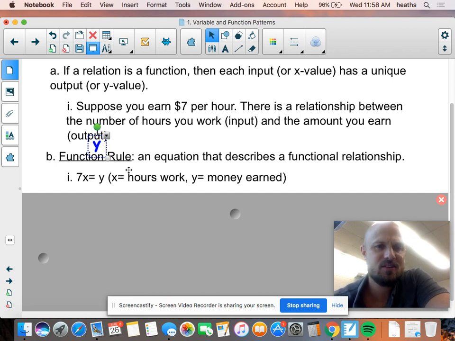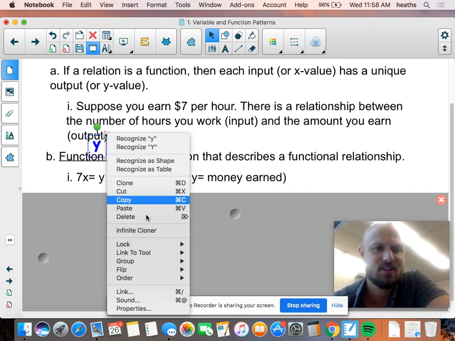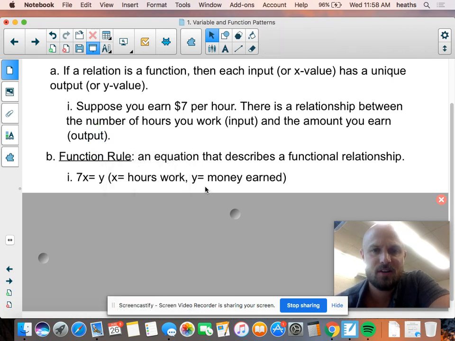We will continue to talk function rules and functions and whatnot throughout the school year, but I think this is hopefully a good introduction, and we will continue to plug away at it as the semester goes on.